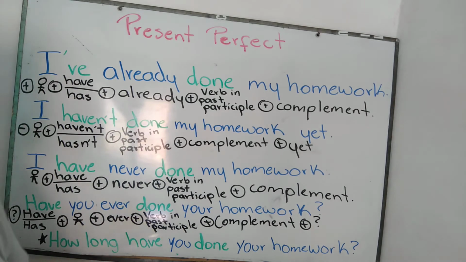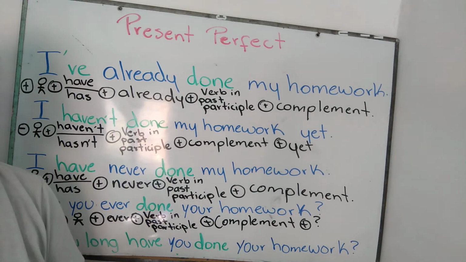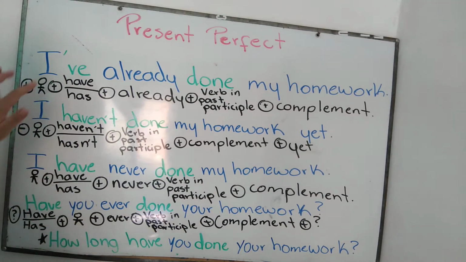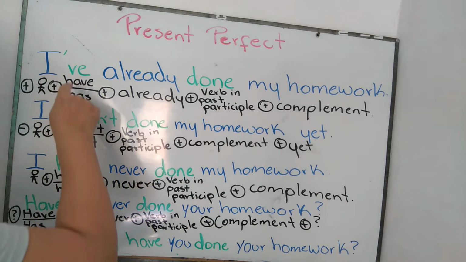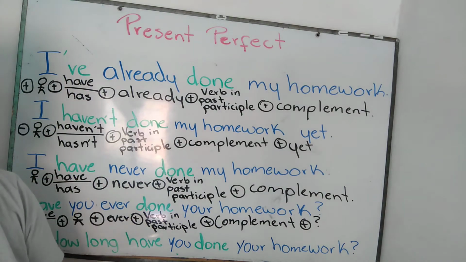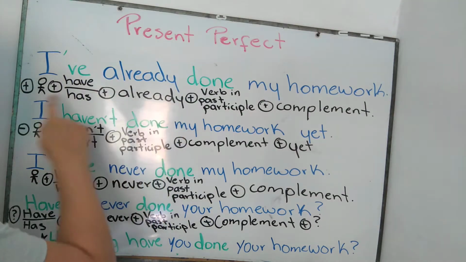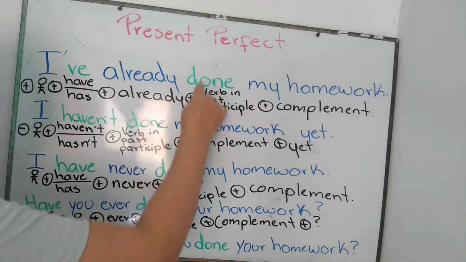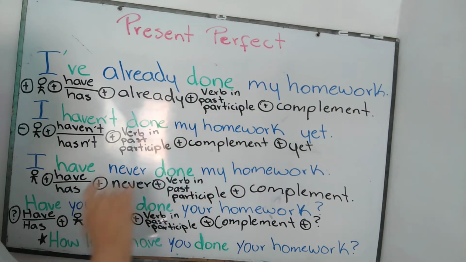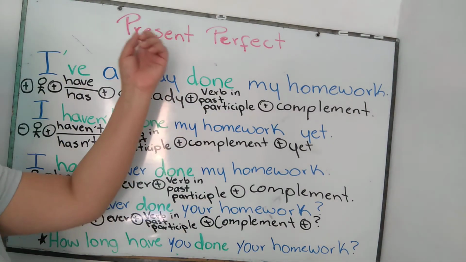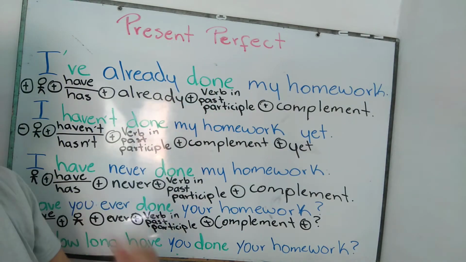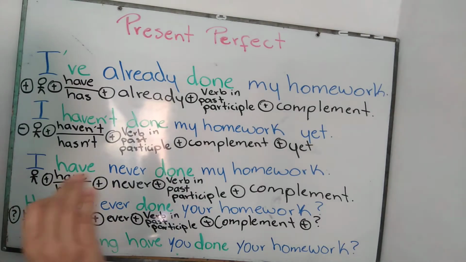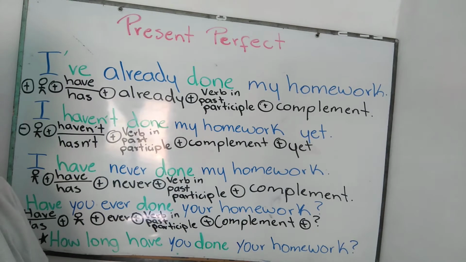You need the personal pronoun I, you, he, she, it, we, or they, and the auxiliary verb that is have or has. Has is going to be for the third person. Remember, he, she, it. Then for affirmative sentences, you can use already, okay? Just for affirmative. Then the main verb is going to be in past participle. Remember, for present perfect, the verb always is going to be in past participle. It is a characteristic, and at the end, the complement.